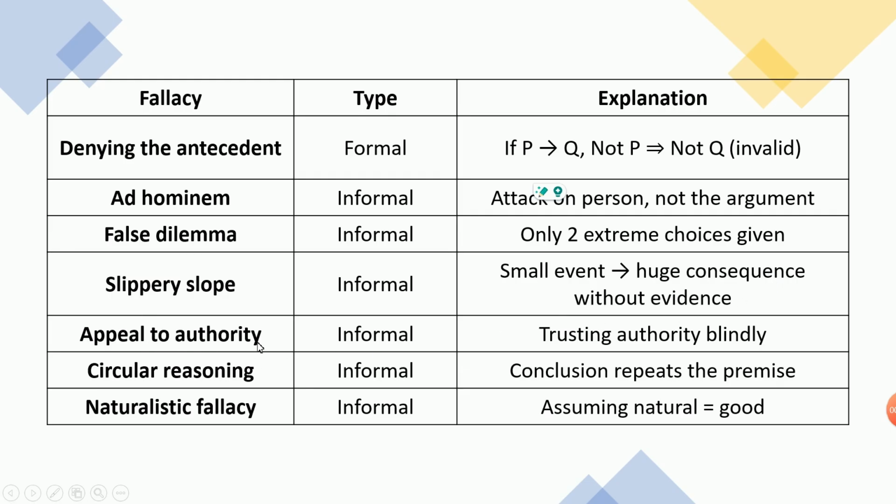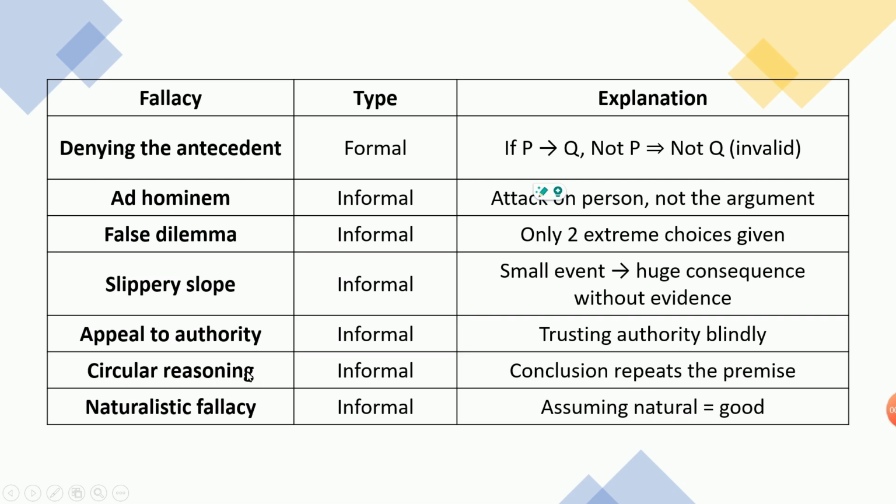Next is appeal to authority. Here, the person framing the argument is blindly believed by another person. Even though we know something, certain people will say, I trust him, so whatever he does is right, I will believe whatever he says, or I will do whatever he asks me to do. So that is trusting authority blindly.